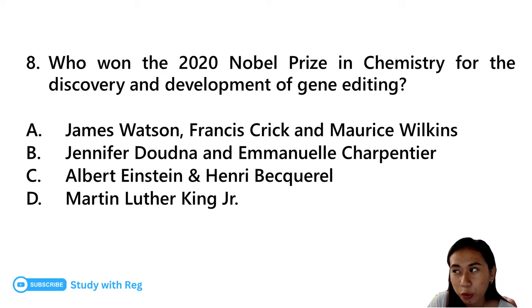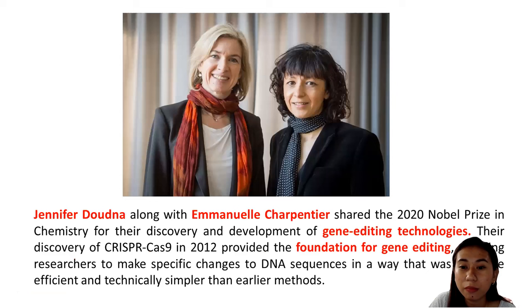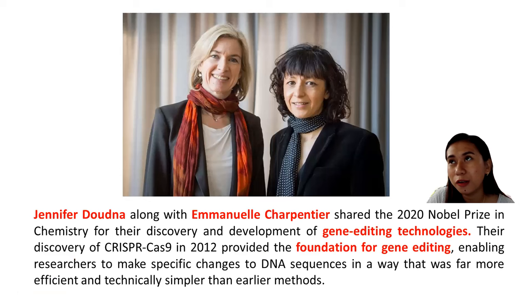So, our answer here is Jennifer Doudna and Emmanuel Charpentier. These are what they look like. It is rare to see this, because there are very few women in science and very few women who have won the Nobel Prize, right? But we have Marie Curie, of course, the lucky one. She won two Nobel Prizes, in both physics and chemistry. And she is a woman, too.